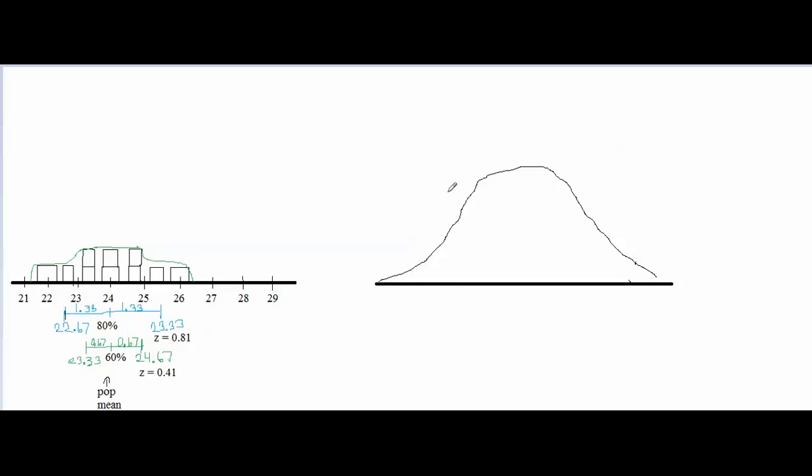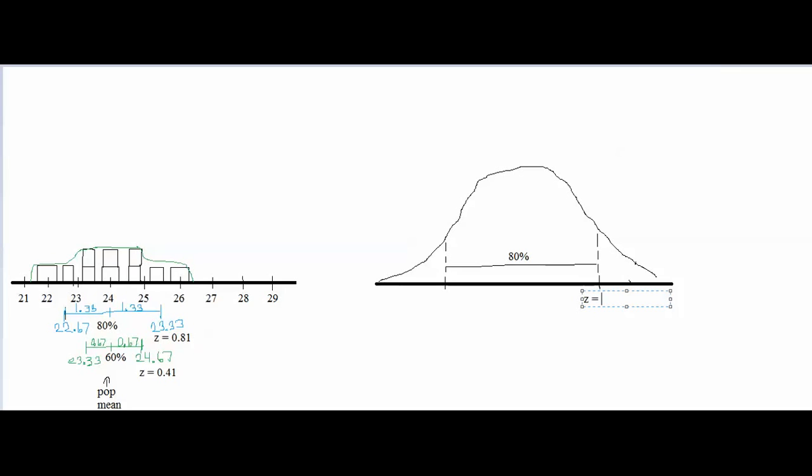But if the possible samples follow a normal distribution, then 80% of the possible samples will fall between these 2 points right here that I'll show you. 80% of the possible samples will fall between z equals... let me see.